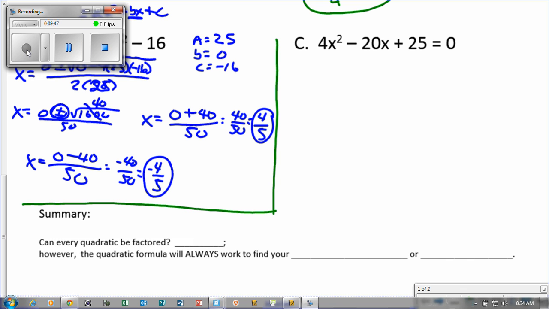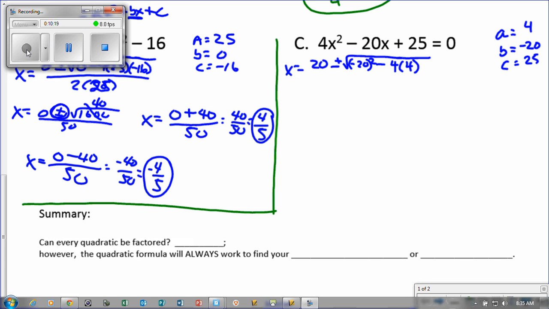All right, well, let's identify A, B, and C. A is what? 4. B, negative 20. And C is 25. So we plug that into the quadratic formula. Opposite of b, so the opposite of negative 20 is 20, plus or minus the square root of negative 20 squared. Remember, we talked about how you put that into the calculator. You can't just type negative 20 squared because you get negative 400. You have to put it in parentheses. Okay, it's a negative 20, then square it. Times 4 times 4 times 25, all over 2 times a.